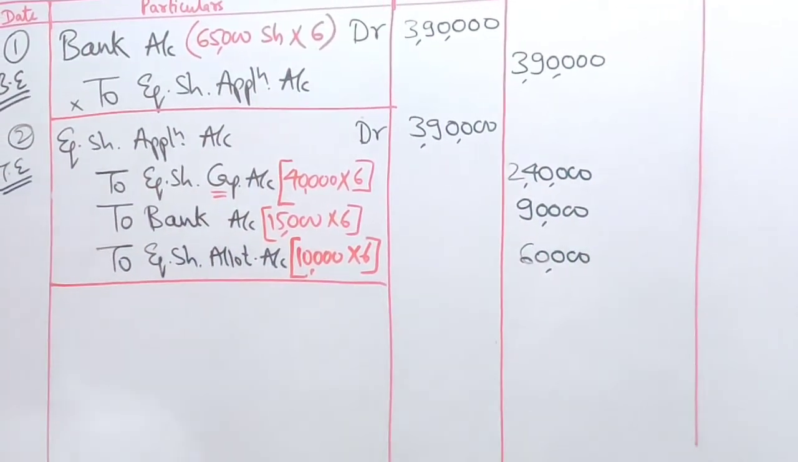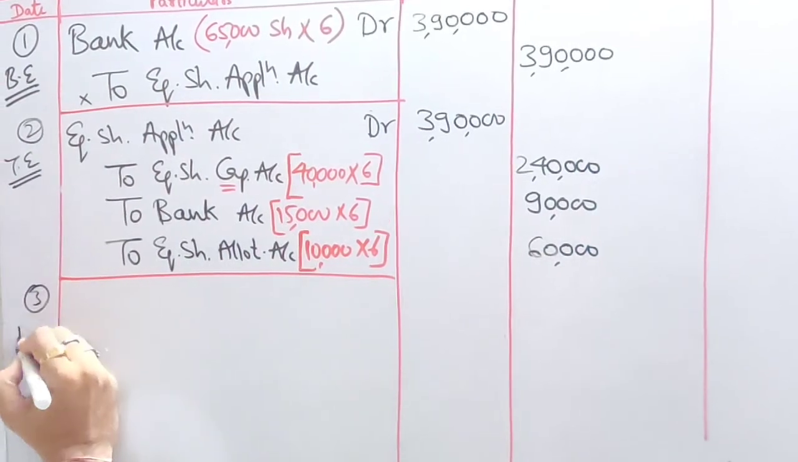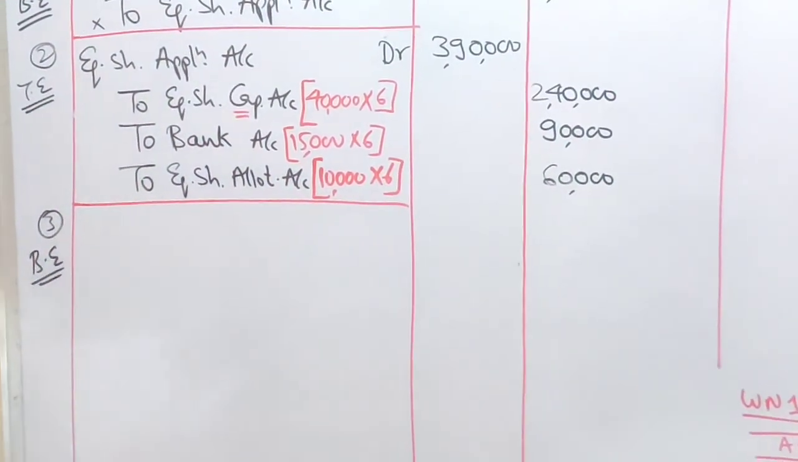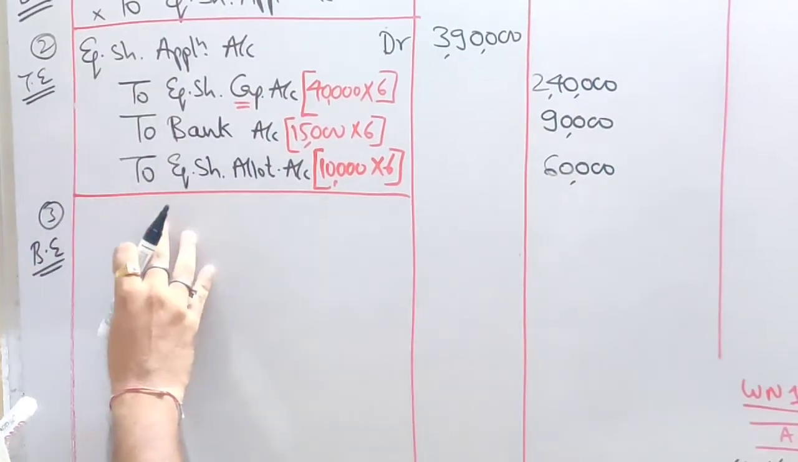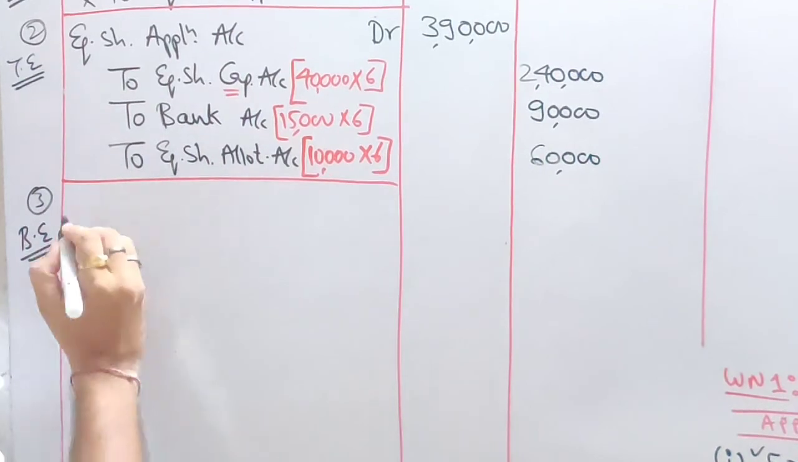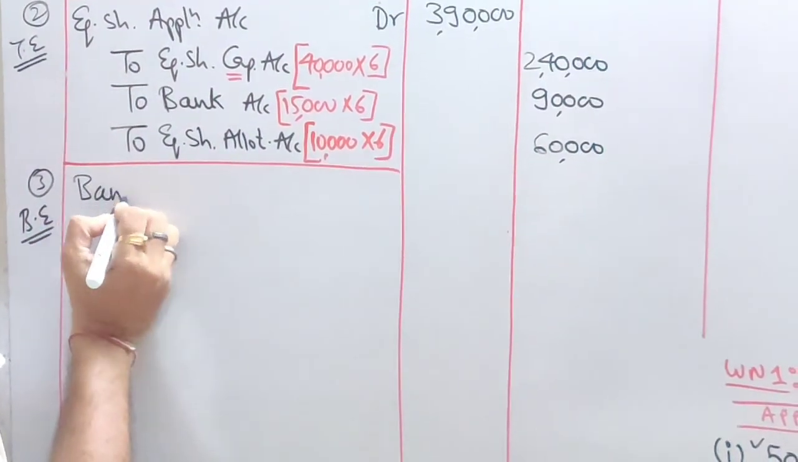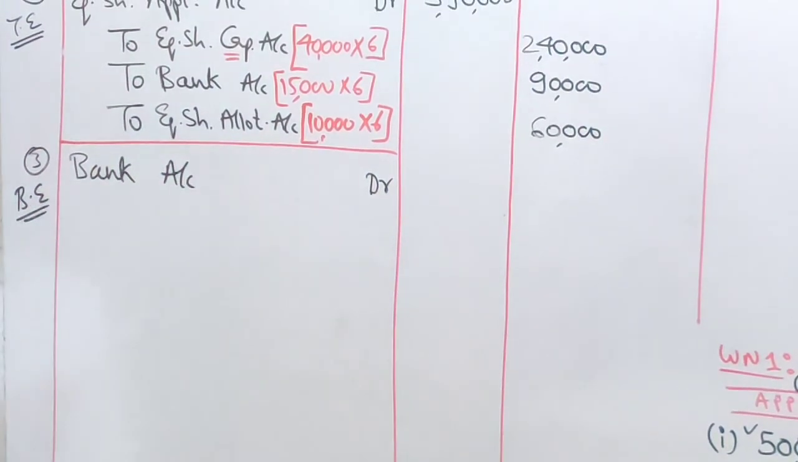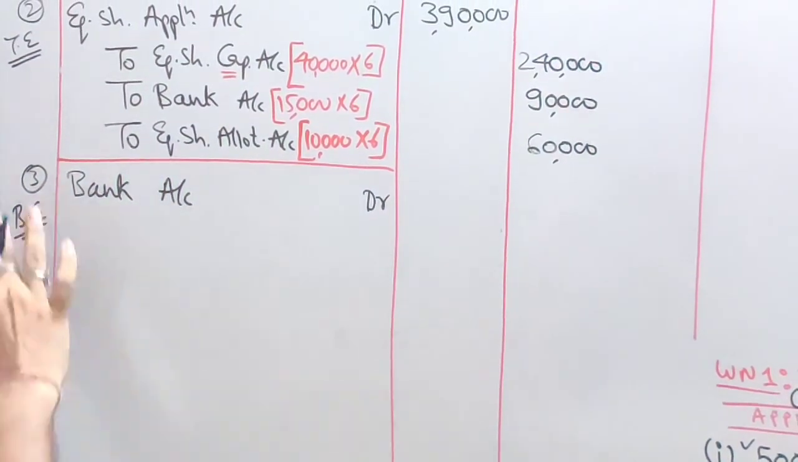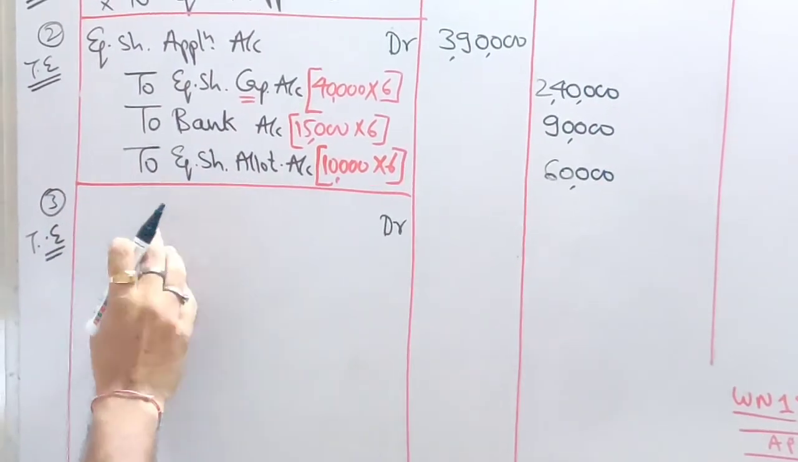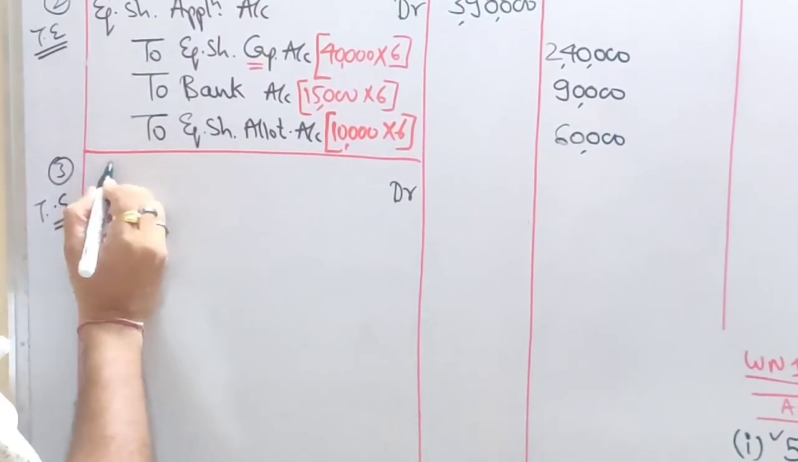Now be careful with the bank entry. Why be careful? Because they have given us arrears. So you will have to tell me the bank entry of allotment with the arrear amount, with the arrear account. So your entry is bank account debit. Sorry, first we pass the transfer entry.